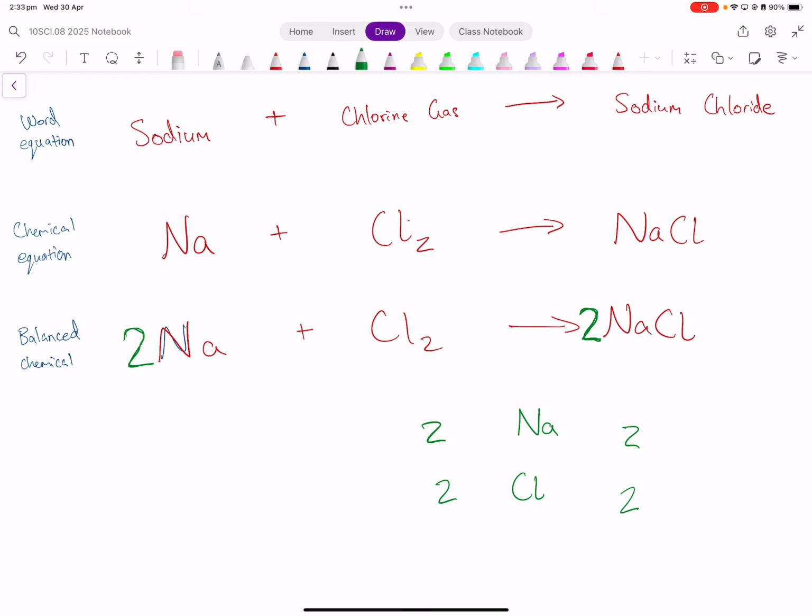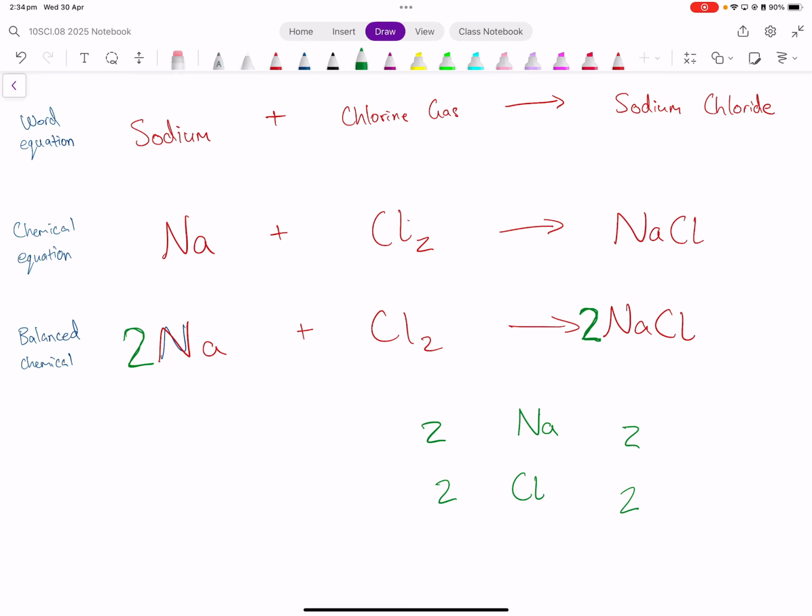Okay? Last question. So can you not use little numbers in balancing equations? No. So great point. When we're balancing chemical equations, the only number that we can change is this big number out the front. That's the only number that we're playing with when we're balancing.